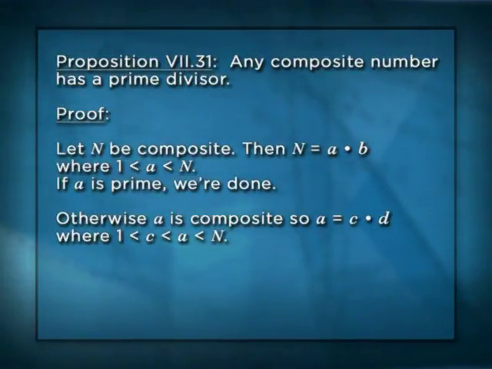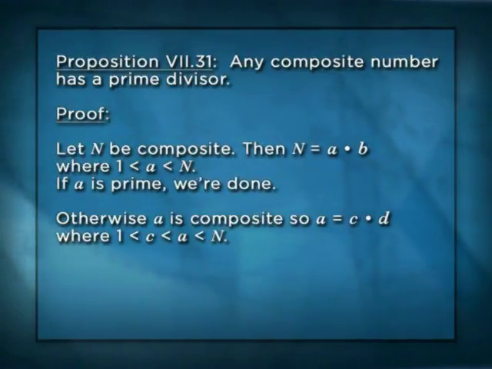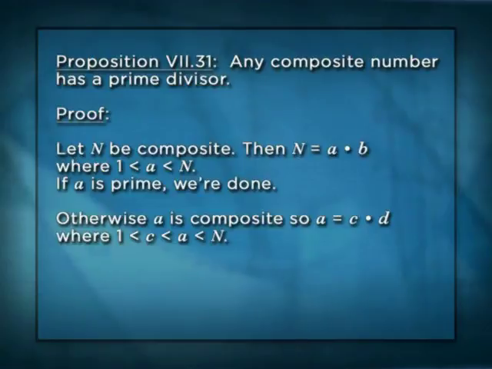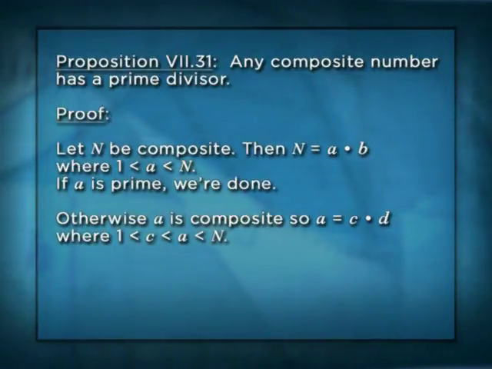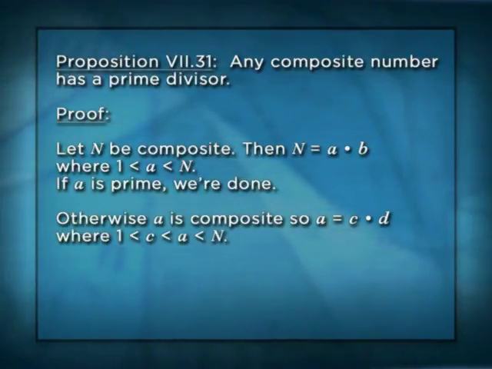So now Euclid has to go see what that means. Well, back to the definition. If a is composite, a can be written as a product of c times d, two pieces where the c is less than a and bigger than 1. But remember, the a itself was less than n. So now I got this chain, 1 is less than c, is less than a, is less than n.